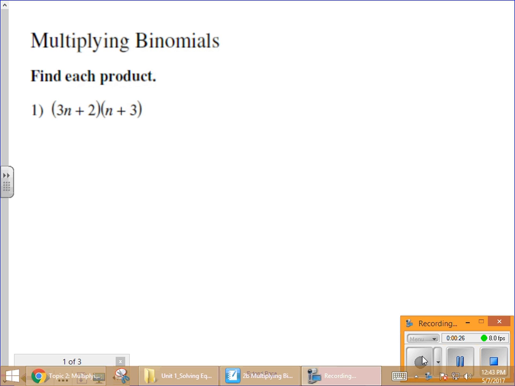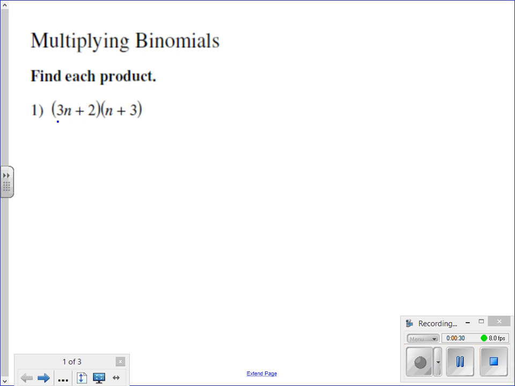For number 1, when I'm multiplying binomials, we need to remember that we take every term in the first set of parentheses and multiply it by every term in the right set of parentheses. So I'm going to take 3n times 1n. I multiply their coefficients together. I'm going to multiply 3 times 1, which is 3, and n times n is n squared.